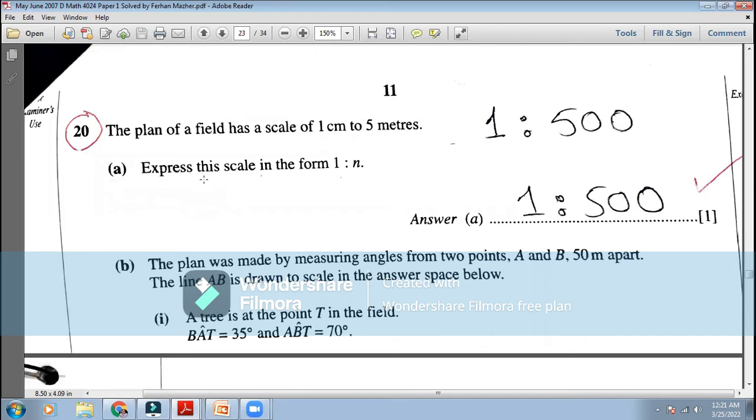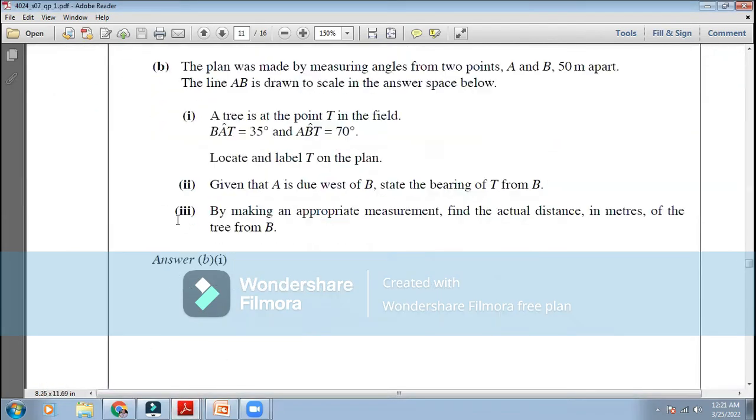So question number 20 is coming up on your screen. The ratio will be 1:500. Okay, so let's move to the next part. It says, the plan was made by measuring angles from 2 points A and B, 50 meters apart. The line AB is drawn to the scale in the answer space below. A tree is at the point T in the field. Angle BAT is 35 degrees and angle ABT is 70 degrees. Locate and label T on the plan. So that's the first part.